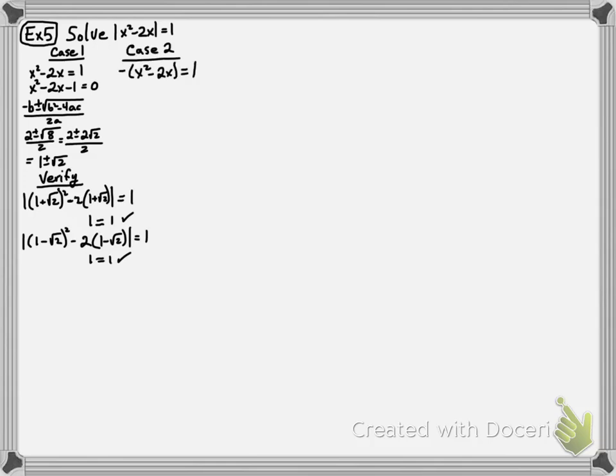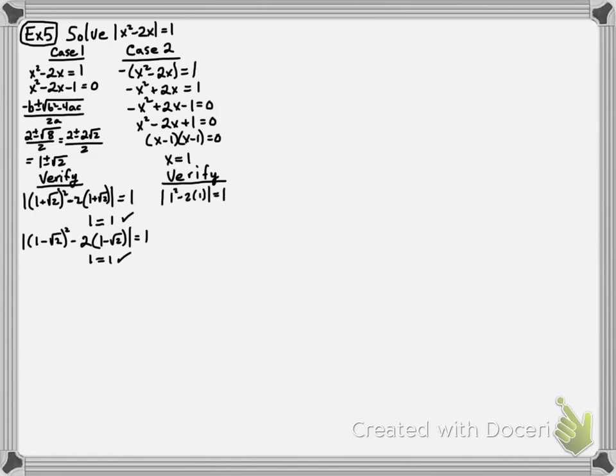In case 2, we're going to have the negative of x squared minus 2x is equal to 1. Take away the brackets: negative x squared plus 2x equals 1. Bring everything over to the right side to make a positive x squared. That's going to give me x squared minus 2x plus 1 equals 0. This one is factorable. I get x minus 1 times x minus 1 is going to equal 0. So this time I have one solution in case 2, and that is going to be x equals 1. I have to verify this one. Substitute it back in there, and you're going to find that the absolute value of negative 1 is equal to 1, or 1 is equal to 1.